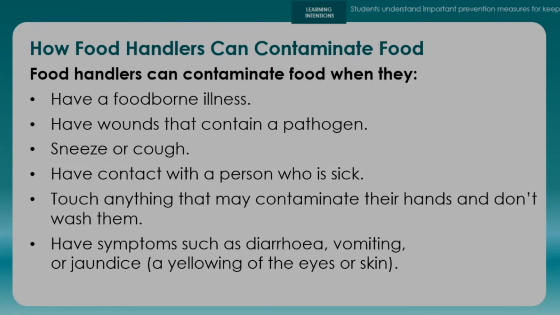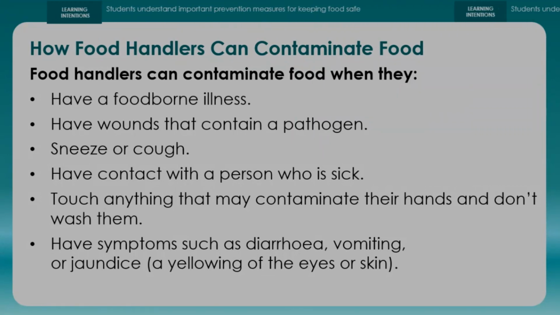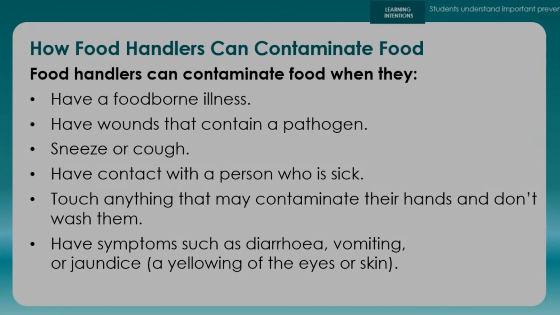Now, a food handler can contaminate food when they have a foodborne illness. They have food poisoning, or they have an open wound that contains a food poisoning bacteria or a pathogen. They can contaminate food if they sneeze or cough near the food, have contact with a person who's sick, or if they touch anything that may contaminate their hands and don't wash their hands afterwards. And the food handler can contaminate food when they have symptoms such as diarrhea, vomiting, jaundice, that's a yellowing of the eyes or skin.